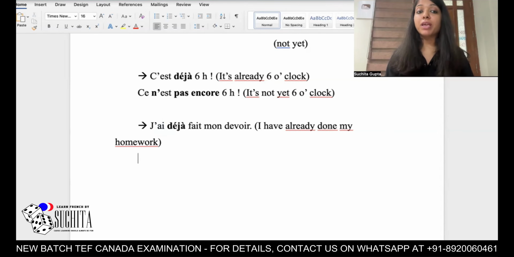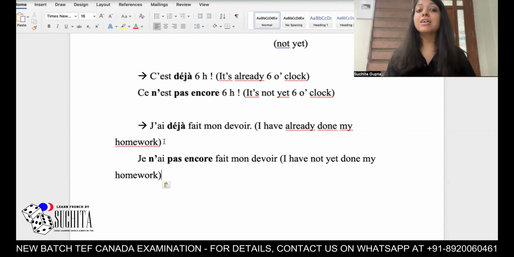Now, since you have searched for the verb, you have to put ne before it and pas encore after it. So your sentence will look something like this: Je n'ai pas encore fait mon devoir, which would mean I have not yet done my homework. Now, with this, I have completed the first negation, which is ne plus verb plus pas encore, which means not yet, and which is actually the negation of déjà, which means already.